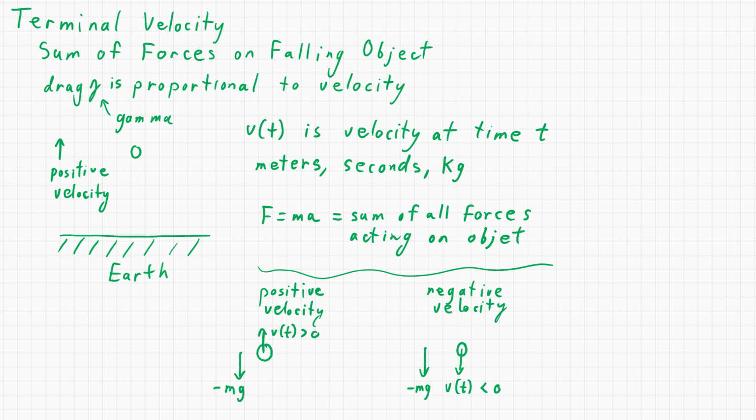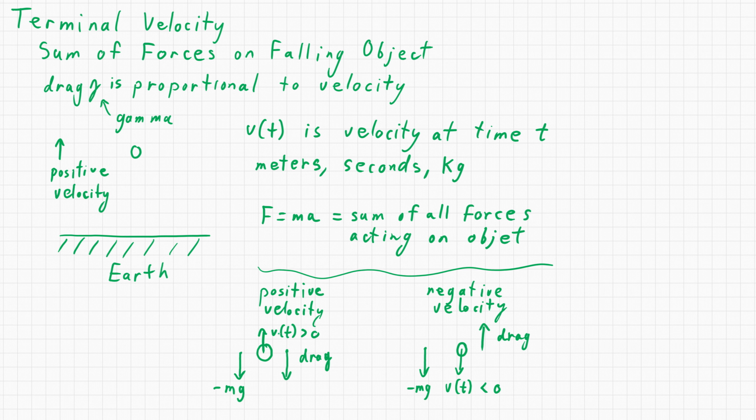Now for the drag, it does matter. If you're at positive velocity, the drag is going to be in the opposite direction of the velocity, so in this case drag is going down. But in this case, drag is going up. If we're moving down, the air is going to try to push the ball up. If the ball is moving up, the air is going to try to push the ball down.